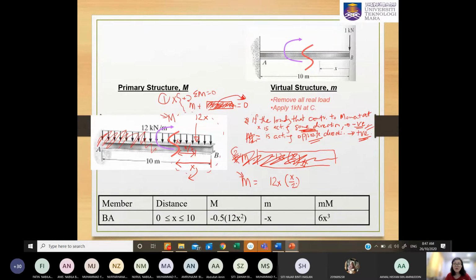But now, either you want to put it negative or positive. So this will be the tips for you. Is that acting the same direction? Is that acting the opposite direction with your internal moment? Now this 12x, if you look at that, acting about this x is clockwise. So it is acting the same direction with your internal moment, right? So you put a negative value to this moment. That's all. So you get this negative 6x squared.